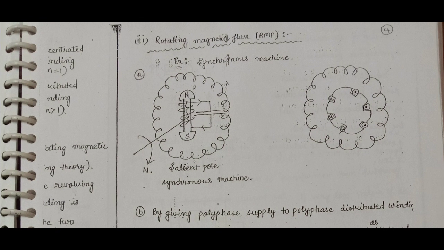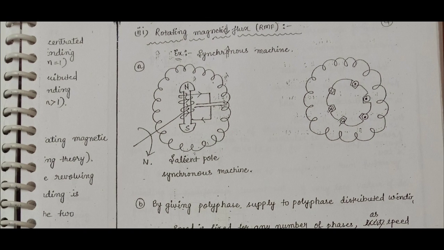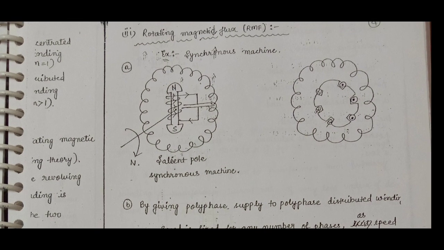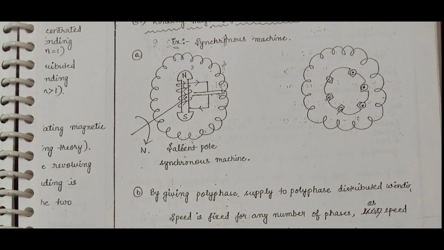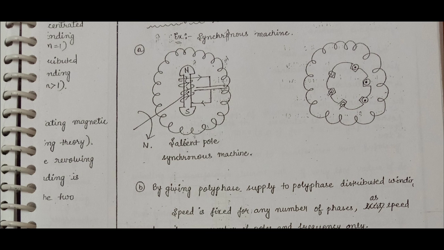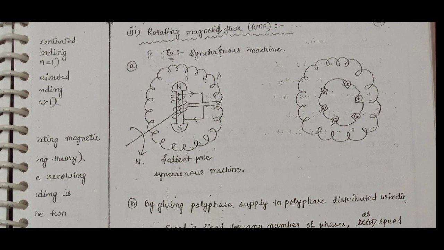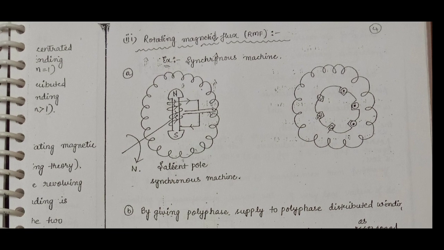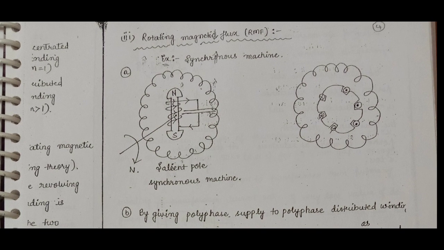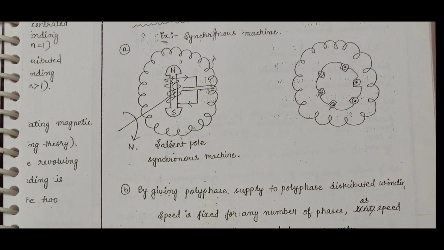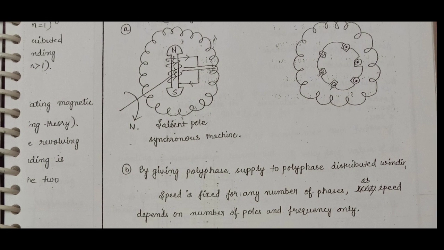Rotating magnetic flux. So this is the rotating magnetic field flux diagram. Synchronous machines. Draw the diagram. Rotating magnetic field. This rotating magnetic field is used in synchronous machines as well as in induction machines, three-phase induction machines.